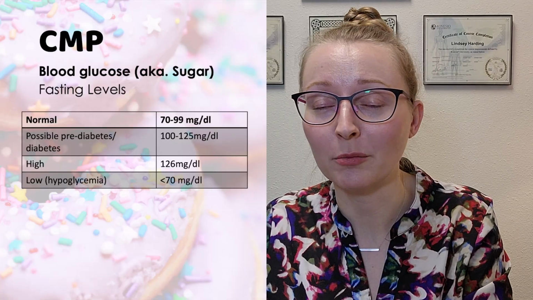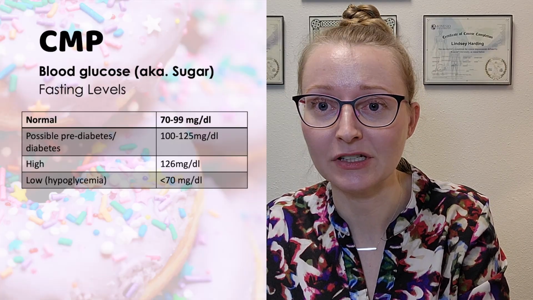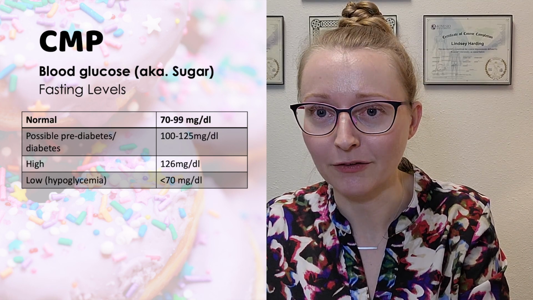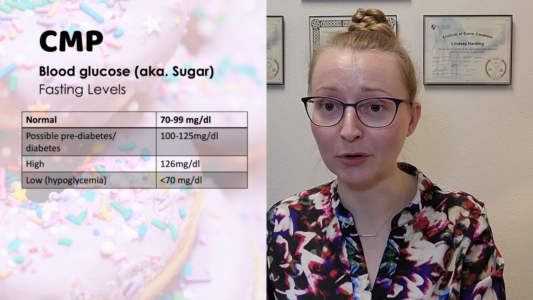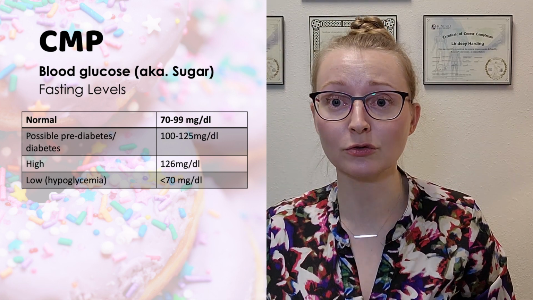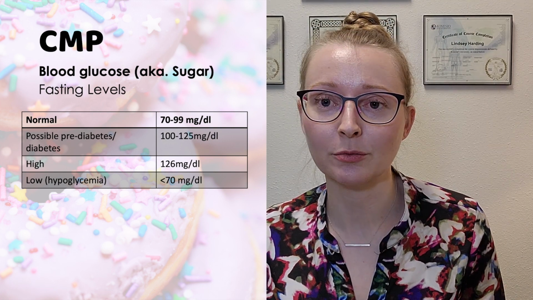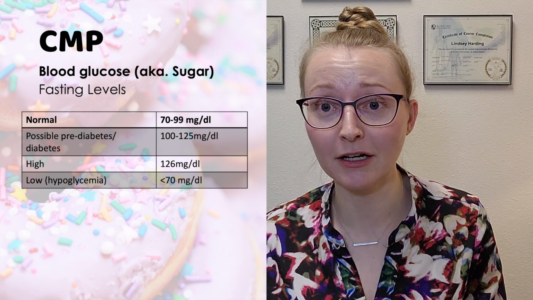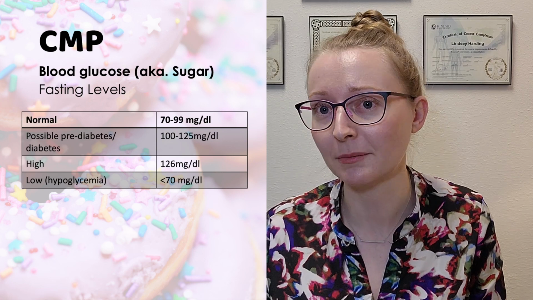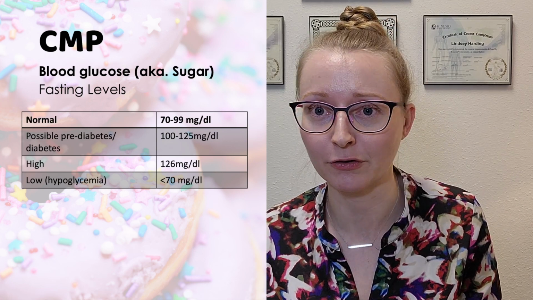Normal levels for a blood glucose are going to be between 70 and 99. If you are fasting, low levels under 70 are considered to be hypoglycemia, so your blood sugar is too low. And then if your blood sugar is up over 100 when you're fasting, you might be in that diabetic realm, metabolic syndrome, something's going on there. I would definitely recommend further testing.